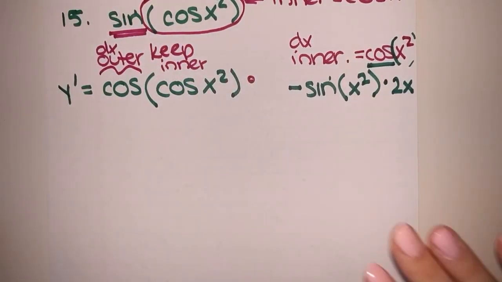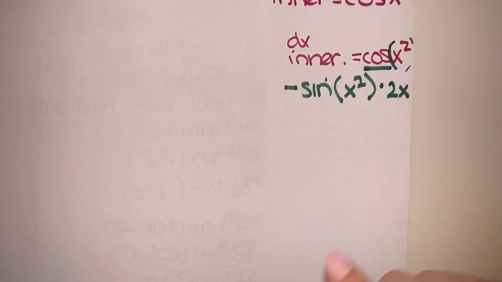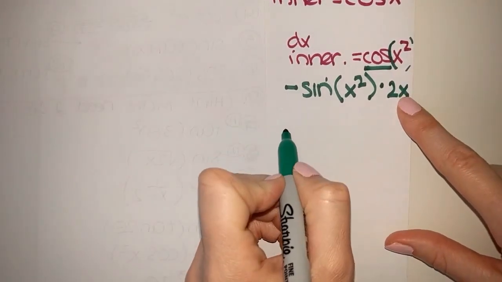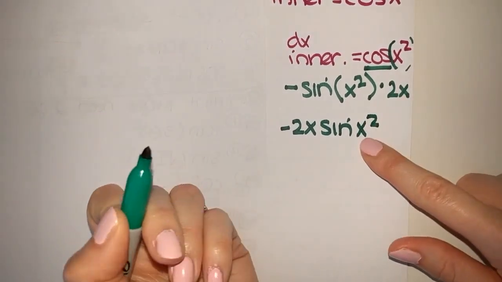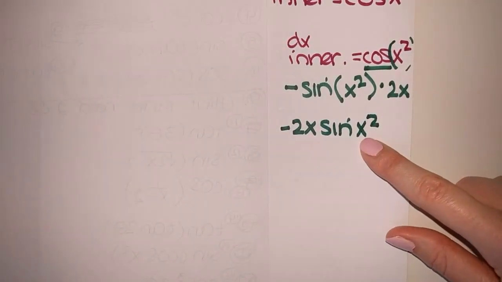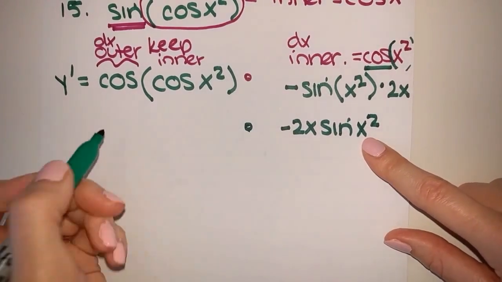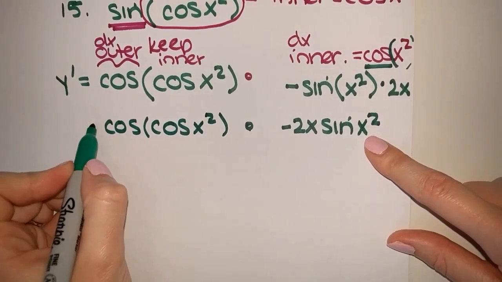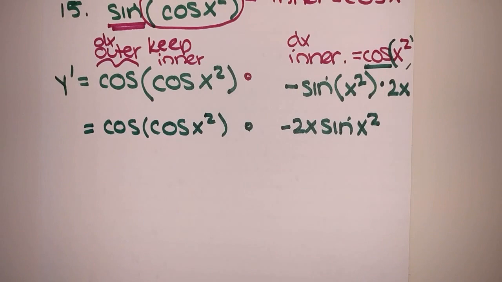Now, before we move to try to combine this with what we had before on the derivative of the outer, let's go ahead and put the trig at the end. So we have negative times 2x and then sine x squared. And you can put the parentheses, or you can just drop the parentheses, and that's fine. Now, that is being multiplied by cosine x squared.